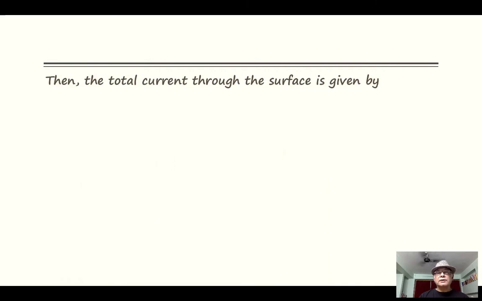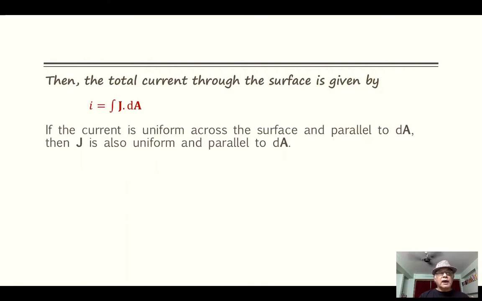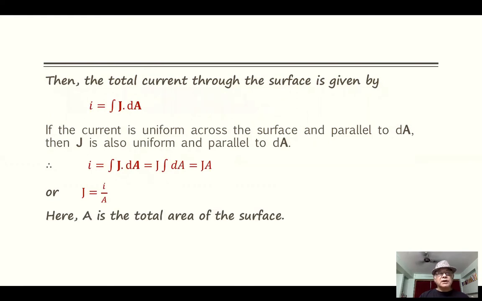Then the total current through the surface is given by I equal to integration J dot dA. If the current is uniform across the surface and parallel to dA, then J is also uniform and parallel to dA. Therefore, I equal to integration J dot dA. J will come out of the integration and we will get finally I equal to JA, or J equal to I by A. Here, A is the total area of the surface.